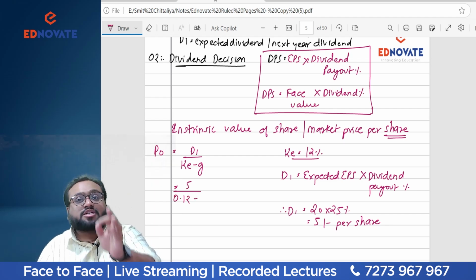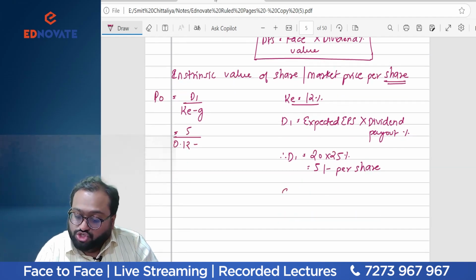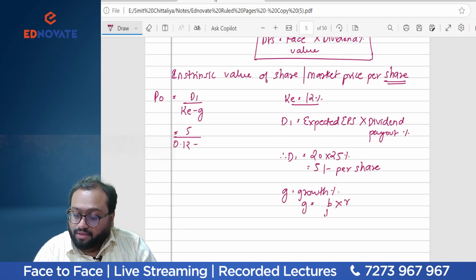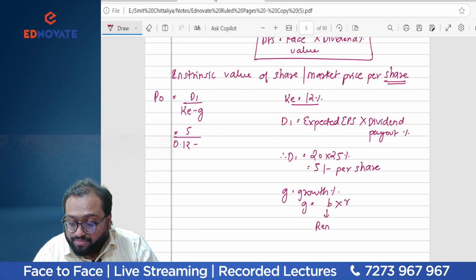0.12, 12% is my KE, and we need to calculate the G. Now what's the formula of G? G is growth. And how do we find out growth percentage? Growth percentage is equal to B into R. B is your retention percentage.